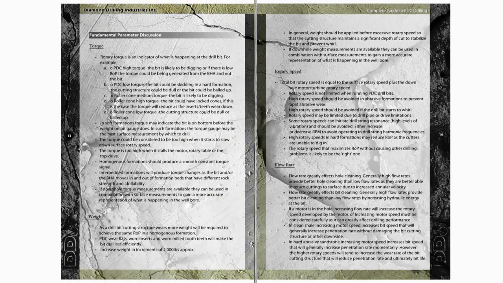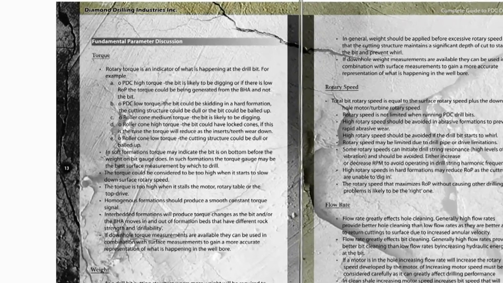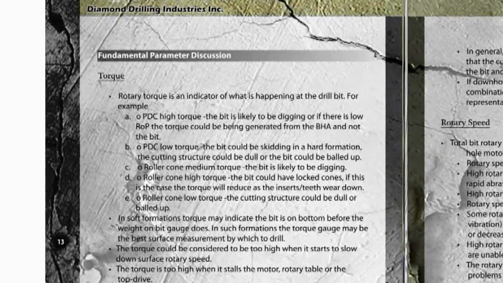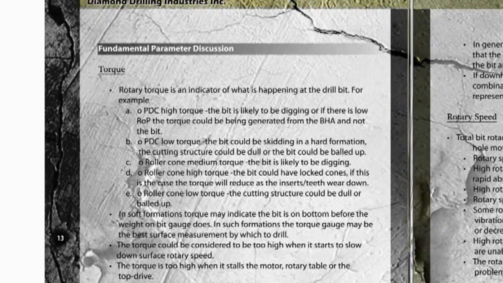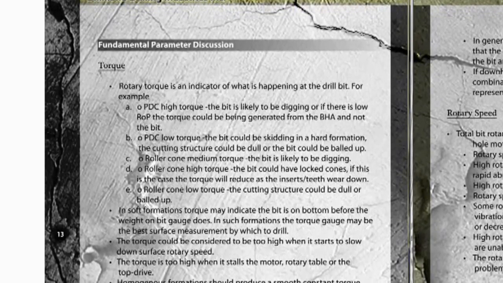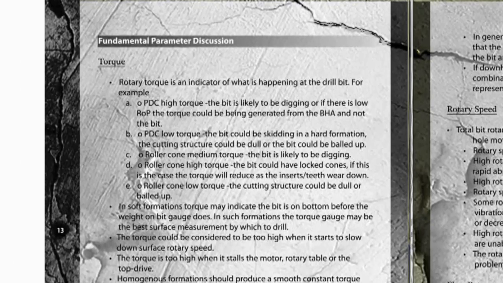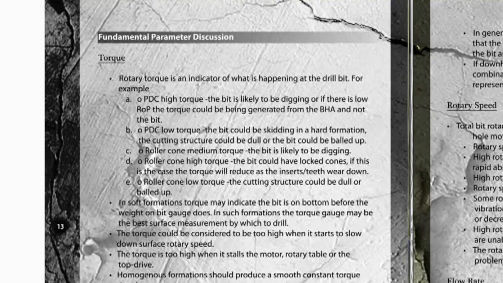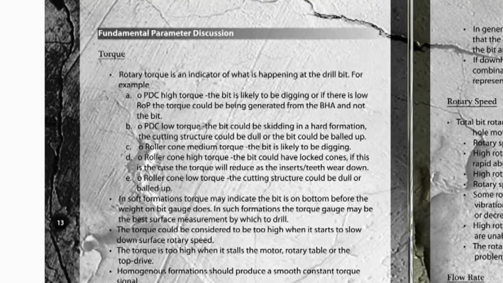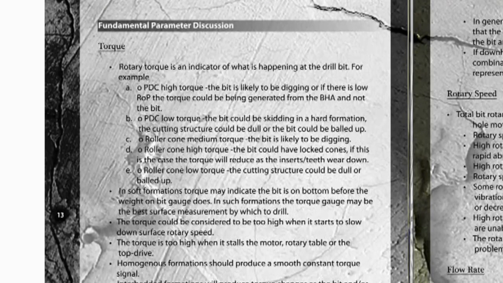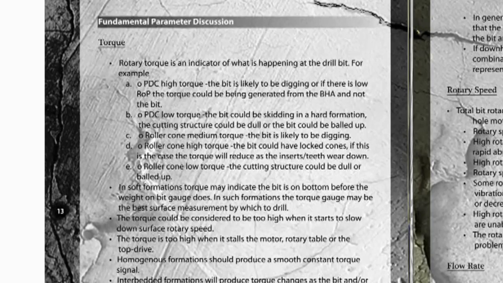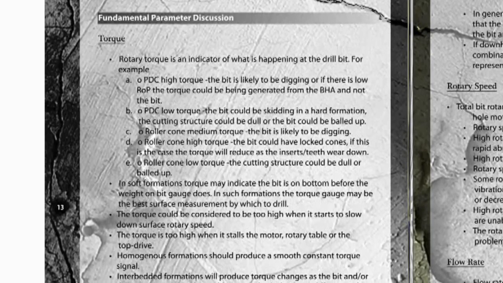Fundamental parameter discussion. Torque. Rotary torque is an indicator of what is happening at the drill bit. For example, PDC high torque. The bit is likely to be digging, or if there is low ROP, the torque could be being generated from the BHA and not the bit. PDC low torque. The bit could be skidding in a hard formation, the cutting structure could be dull, or the bit could be balled up.